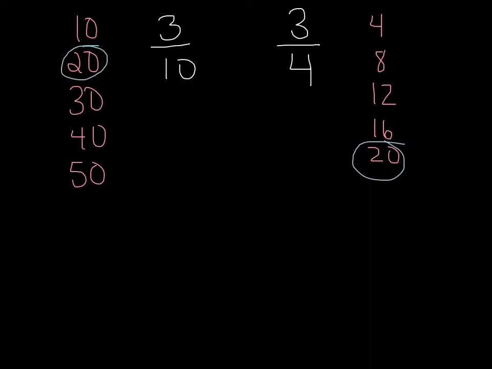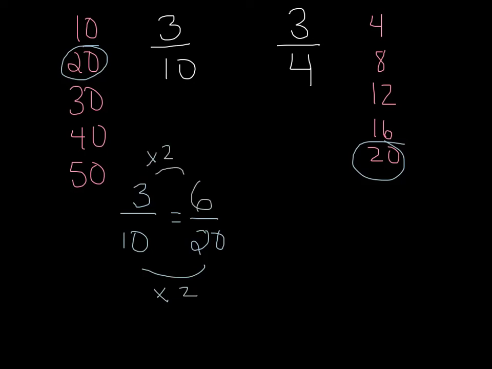Now to find our equivalent fraction, we say 3/10 is equal to something over 20. I know that 10 times 2 is 20, so we would have to do the same thing on the top. 3 times 2 is 6. And then we make an equivalent fraction for 3/4 using 20 as our denominator.